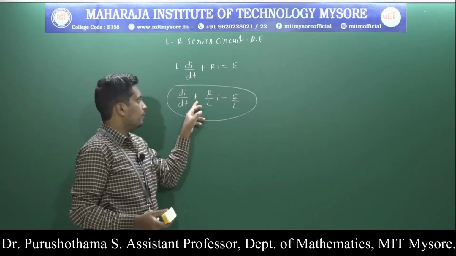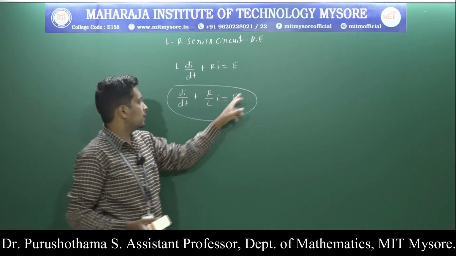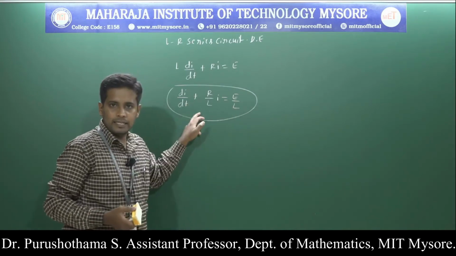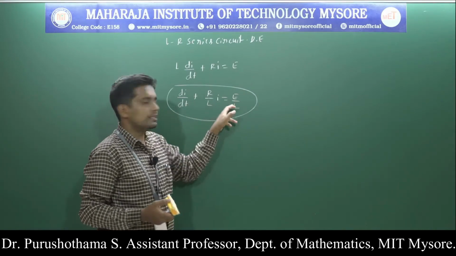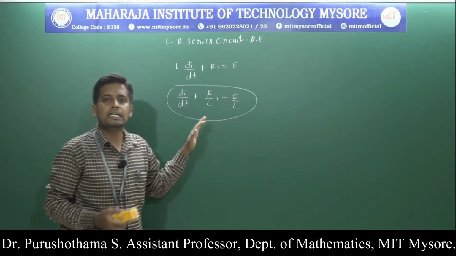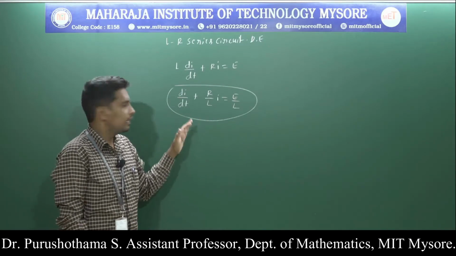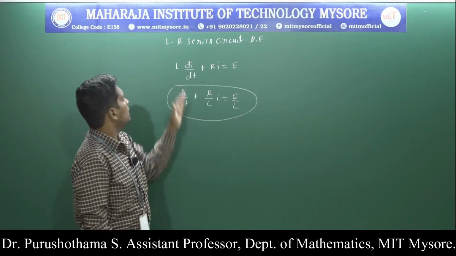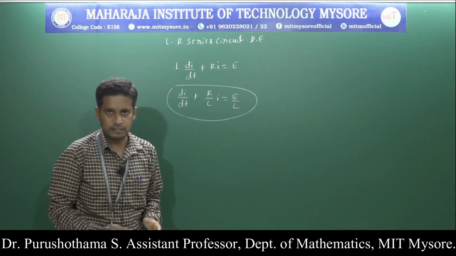Di by dt plus R by L into I is equal to E by L. This is a linear differential equation of first order, referred to as the LR series circuit differential equation.